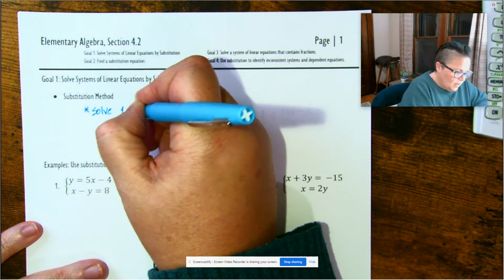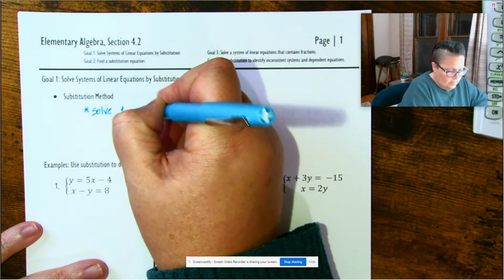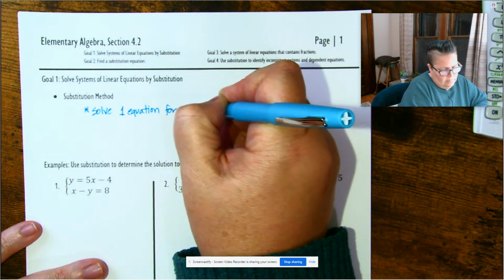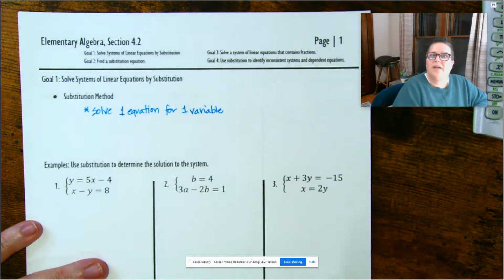We're going to solve one equation for one variable. How do we know which equation and which variable? We'll talk about that. It's usually pretty easy to see. Like, you look at it and you go, oh, okay. So there's a little bit of a trick to knowing, but once you see it, you see it.